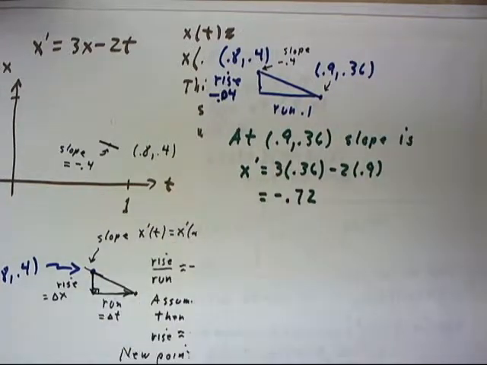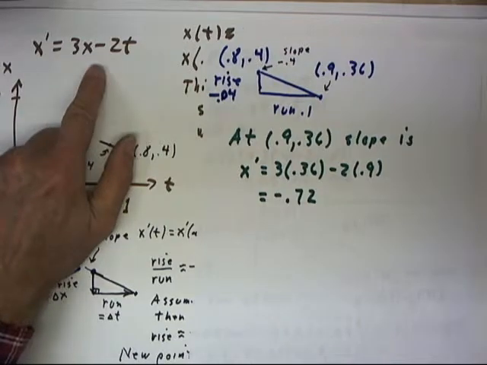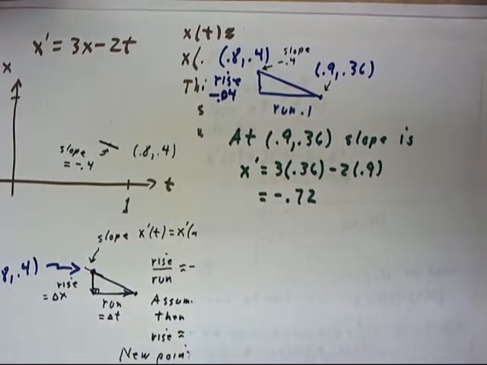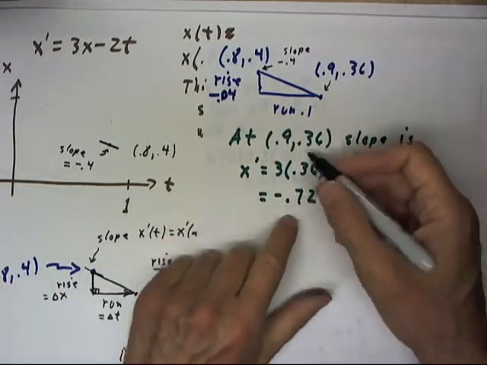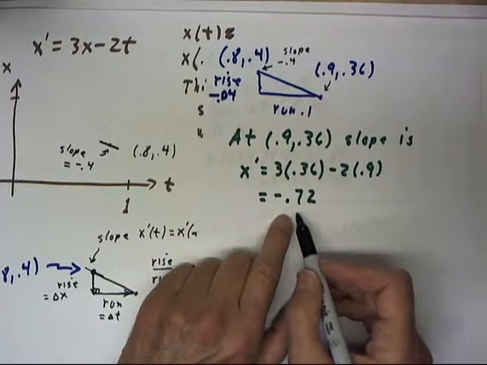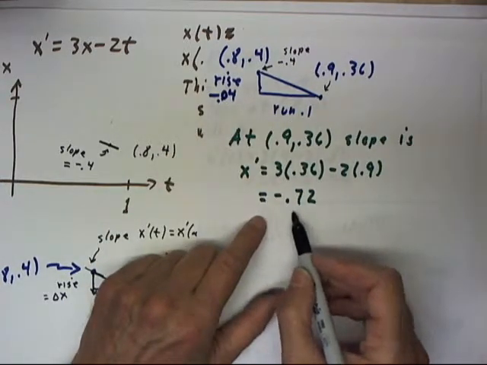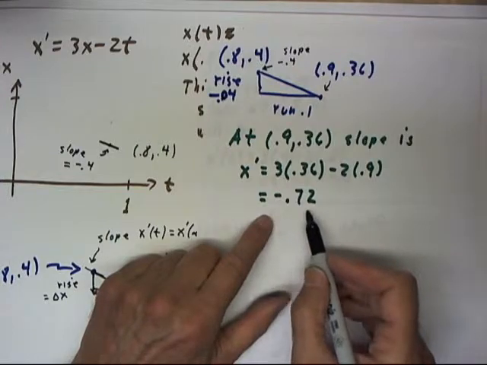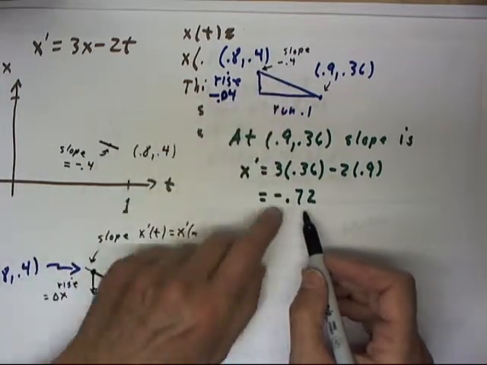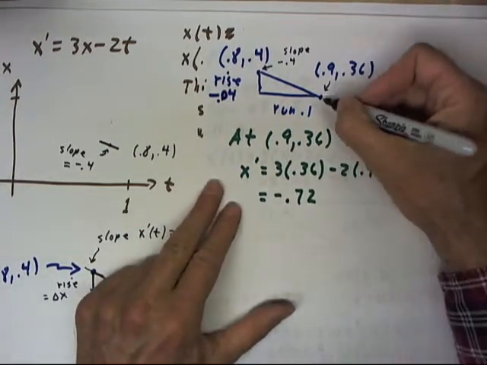Now, we can recalculate using our formula for the derivative. We can recalculate the value of x prime at this point. In doing so, just plugging in 0.9 and 0.36, we find that just over that run of 0.1, our slope has changed all the way to negative 0.72. Now that's a pretty big change. From negative 0.4 to negative 0.72, our slope is very nearly doubled.